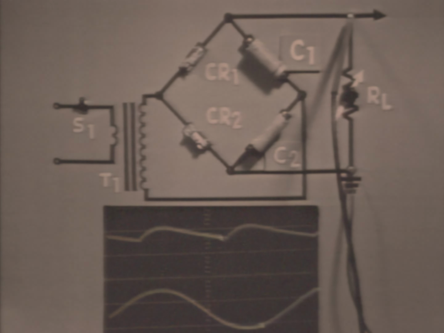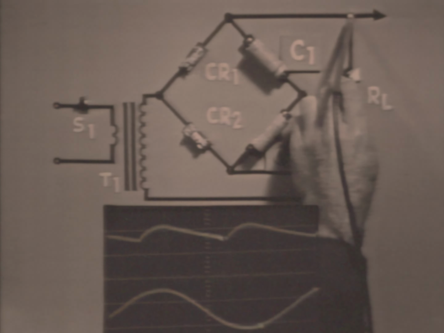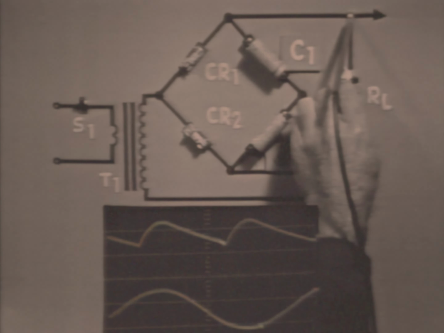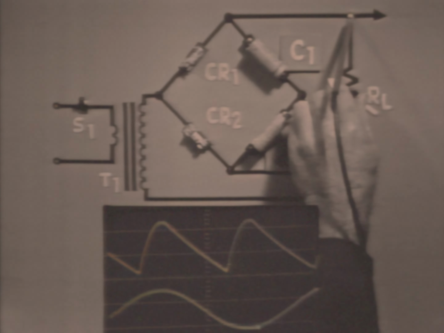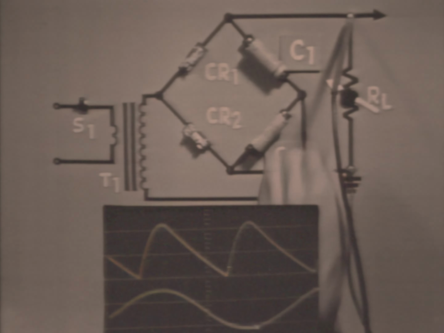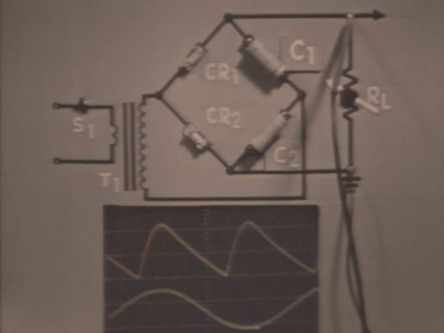Now, decreasing the value of resistance or increasing the load increases the current drain, and the average output voltage decreases. Notice also that the ripple amplitude has increased. Now, these effects on a load change occur because the load change changes the discharge time of the capacitors.